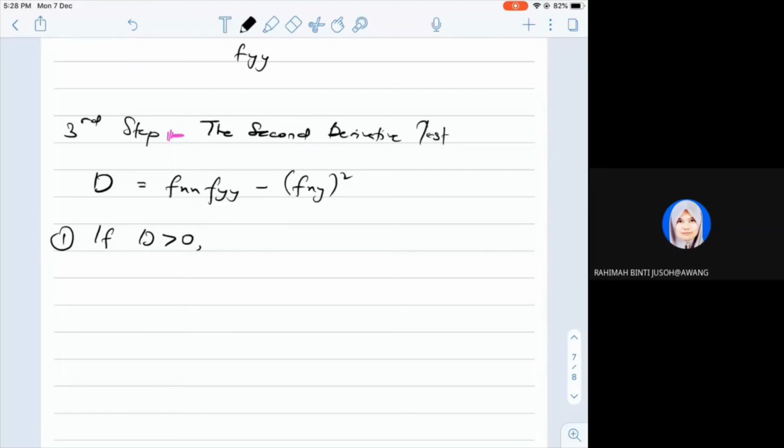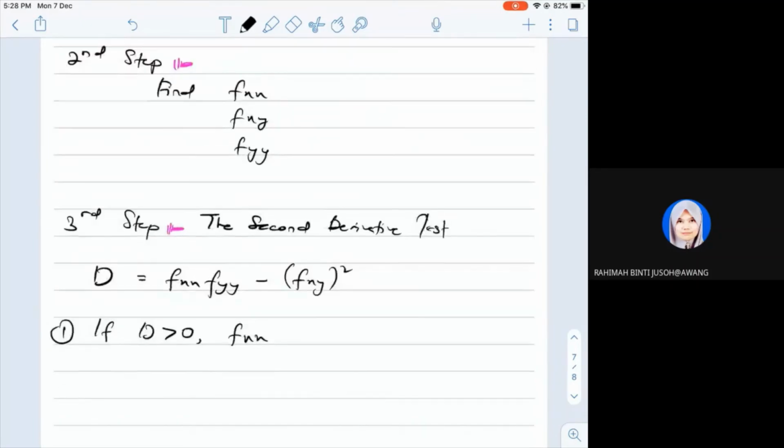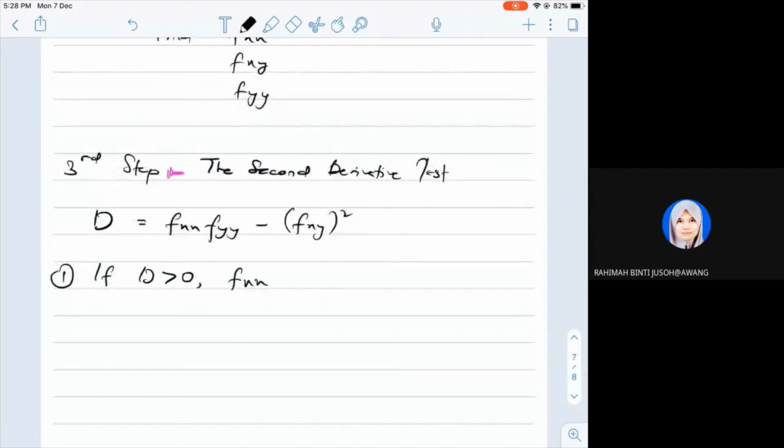What you should do, guys, is refer to your fxx. Look back at your fxx from above. After you substitute your critical point, the x and y coordinates, you calculate fxx and see whether it is positive or negative. If both D and fxx are positive, then we can conclude that we have a relative minimum.